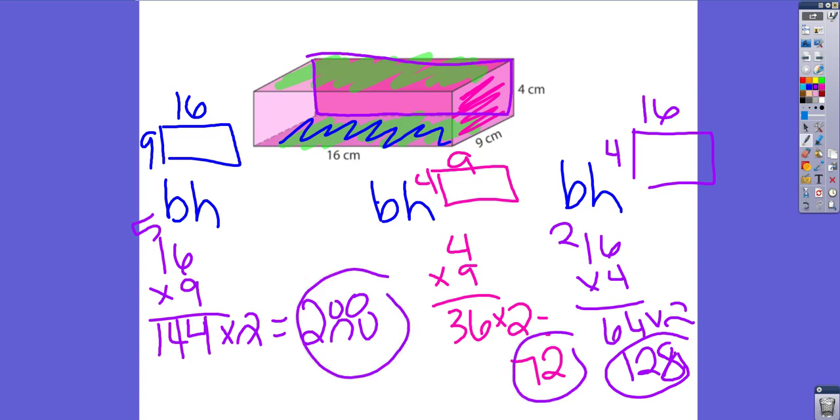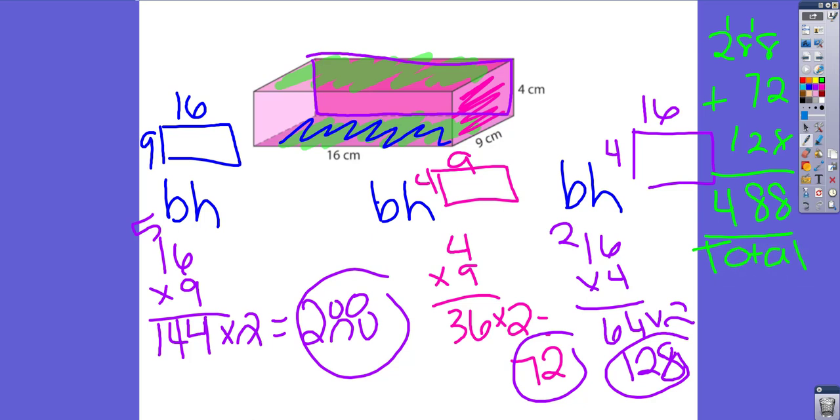We have to be very careful. If it's asking me for total surface area, I would just need to add all of those. And I can do that. 288 plus 72 plus 128. This would be my total because it was all sides.